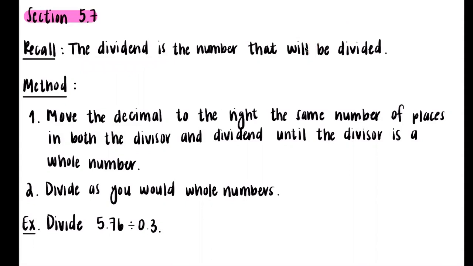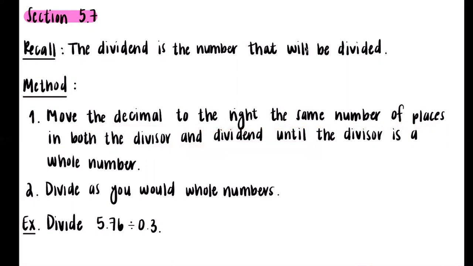Okay, the most important thing to remember when it comes to division of decimals is that we're still going to proceed with the same method of long division, but there's a super important thing to remember. Move the decimal to the right the same number of places in both the divisor and dividend until the divisor is a whole number. So what did all that just say?